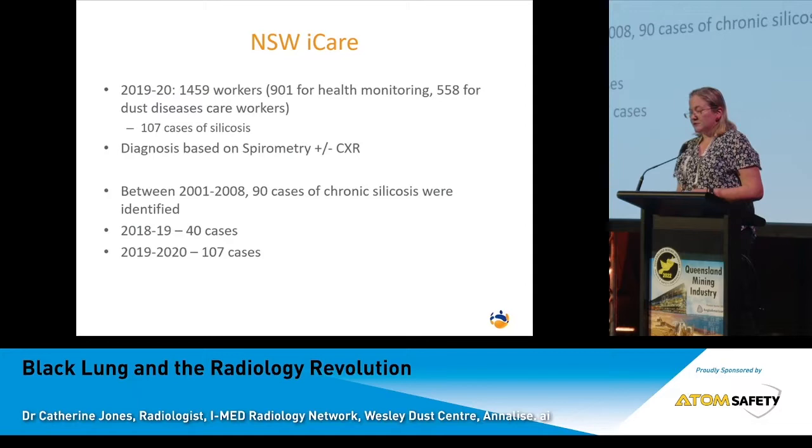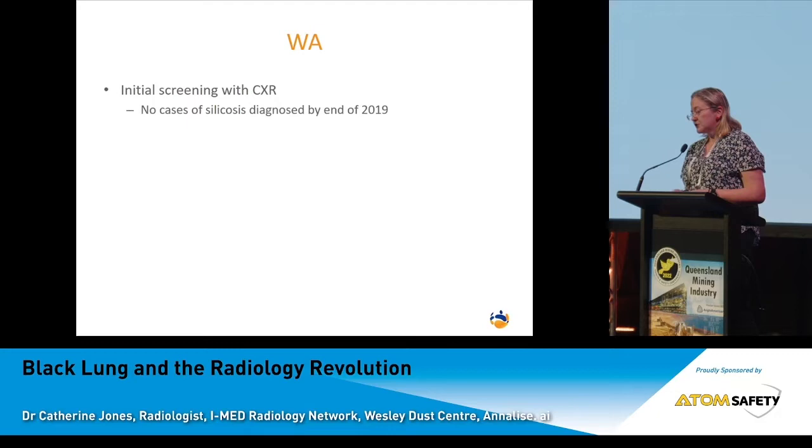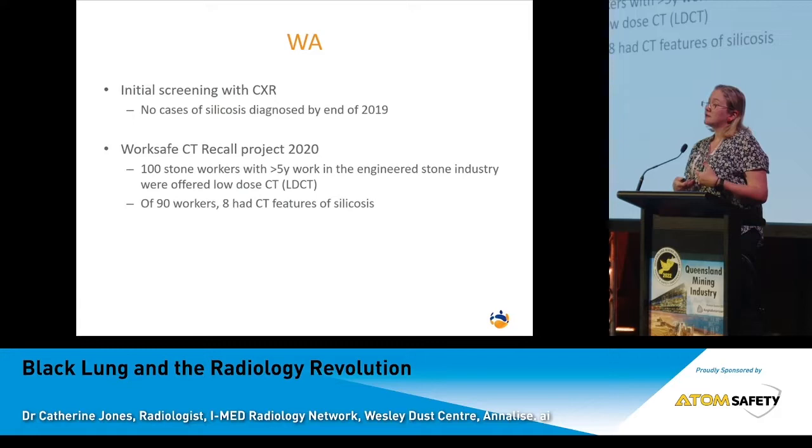Western Australia has taken a slightly different approach. They were screening everybody with chest X-ray, and they hadn't found any cases by the end of 2019. And they said, well, there must be cases out there. We can't be immune over here. And so they ran a project looking at what happens when we get people back for a CT scan after they've had a normal X-ray. And what they found, of the 90 workers who agreed to participate, 8 of them, having had a normal X-ray, came back and had an abnormal CT. And they said, well, this is evidence that we should be looking harder for what's out there.